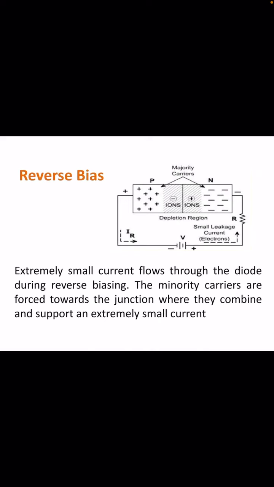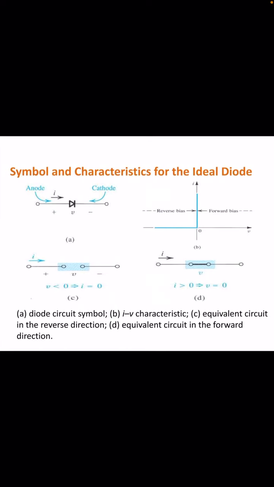So we say that the diode allows current only in the forward biased direction and not in the reverse biased direction. This is the property of the diode which is used in all the applications. Now this is the symbol, and ideally we are showing that current is very high in forward bias, but in reverse bias it is just like 0.